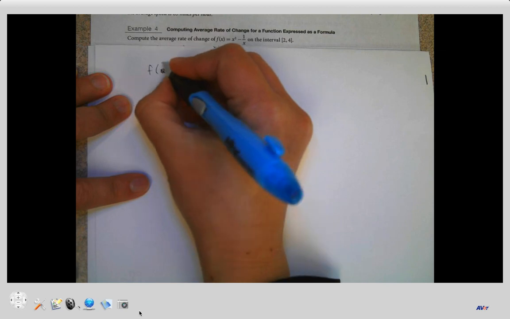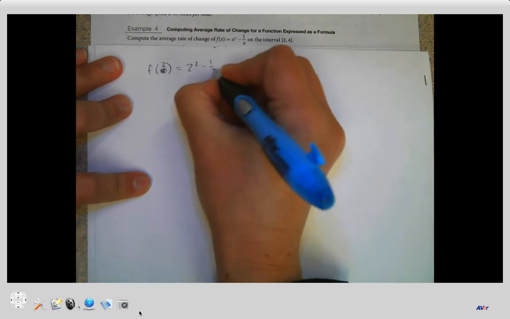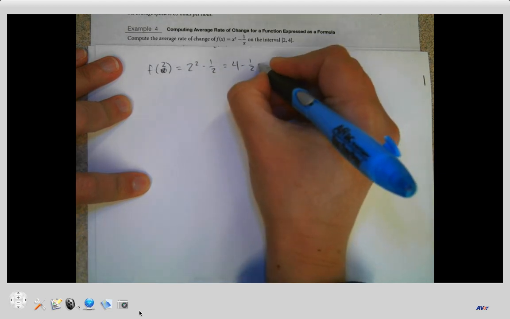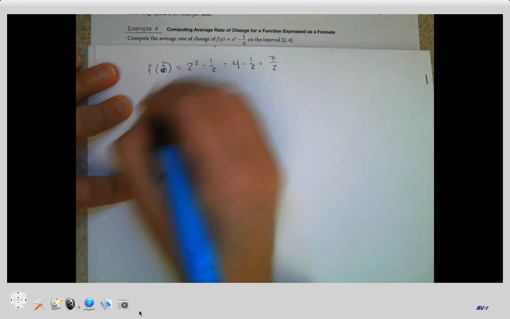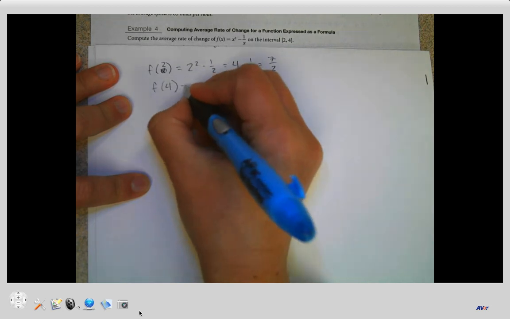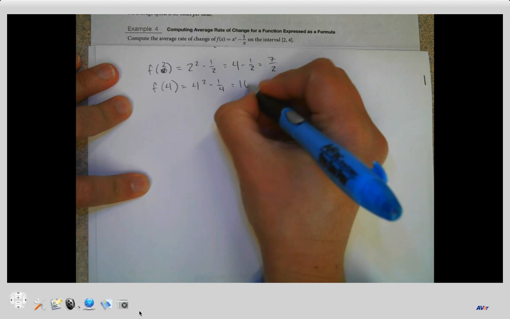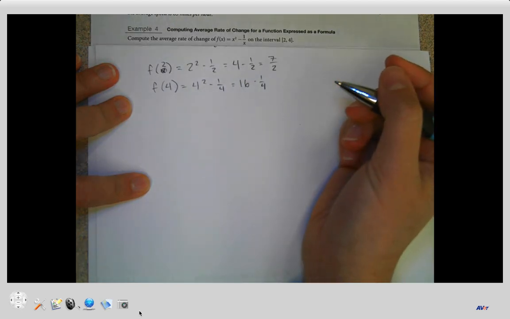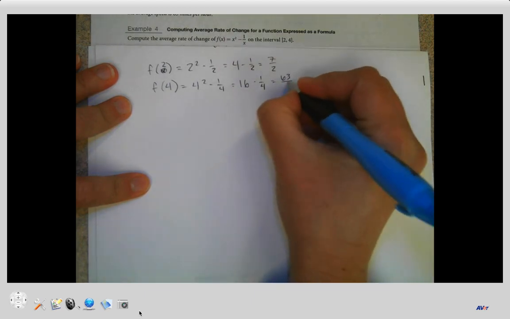So f of 2 is going to be 2 squared minus 1 over 2. So 4 minus 1/2. Let's see, that's going to be 7/2. And then we could find f of 4, our x2 value. F of 4 is going to be 4 squared minus 1/4. So 16 minus 1/4. Let's see, what's that? 64 minus 1, so 63/4.